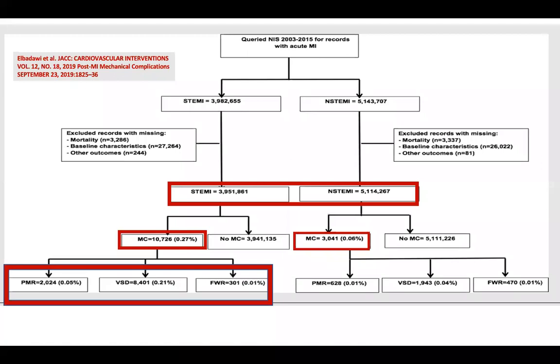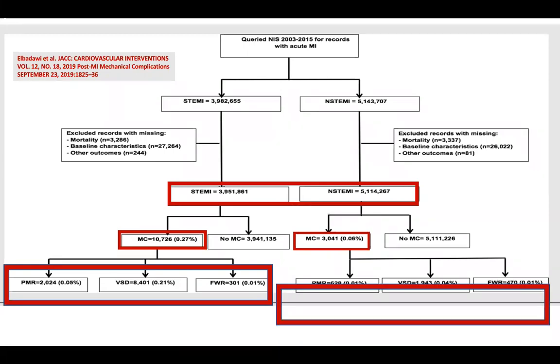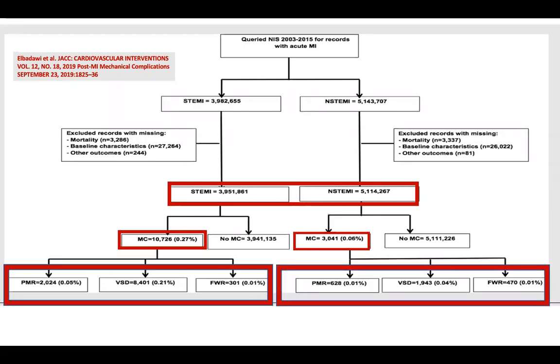When you see the mechanical complications in STEMI, we again divide them into three parts: papillary muscle rupture, which is 0.05, the second most common; the VSD, or sometimes called VSR, which is the commonest at 1.21%; and free wall rupture, which is 0.01. Similarly, in the non-STEMI, you will see free wall rupture 0.01, then 0.04, and 0.01. So we see it in non-STEMI as well, but the incidence is pretty low compared to STEMI.